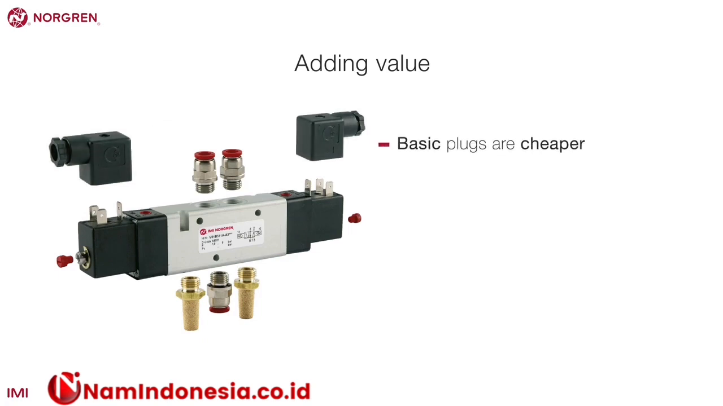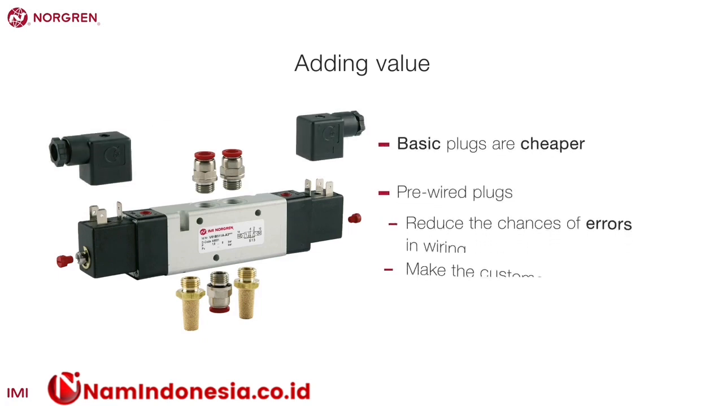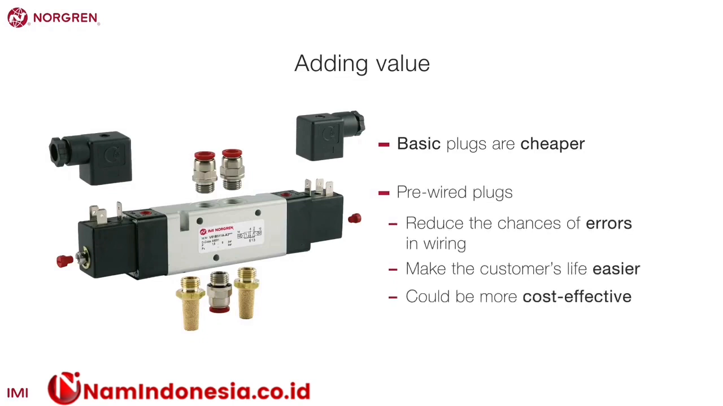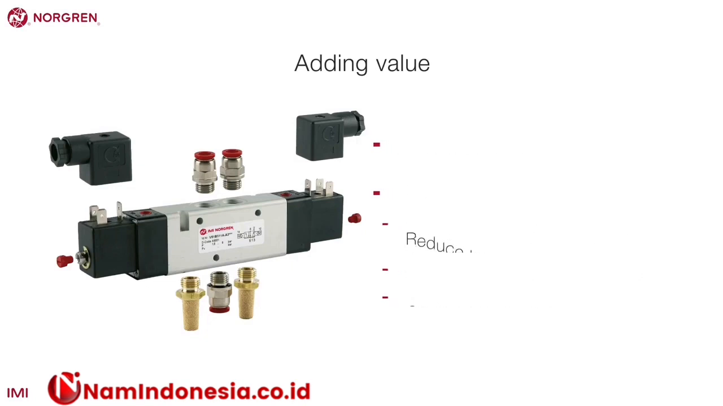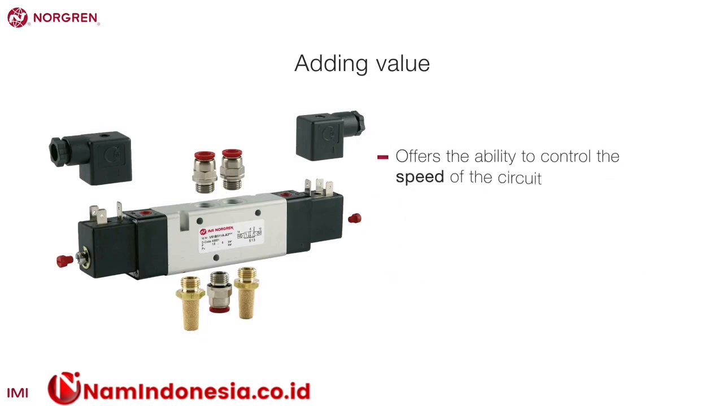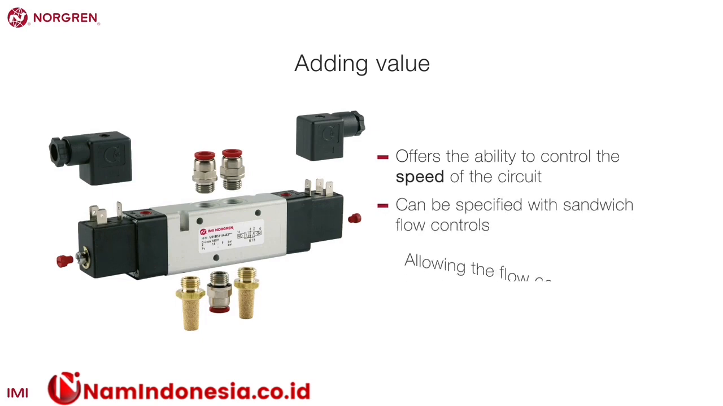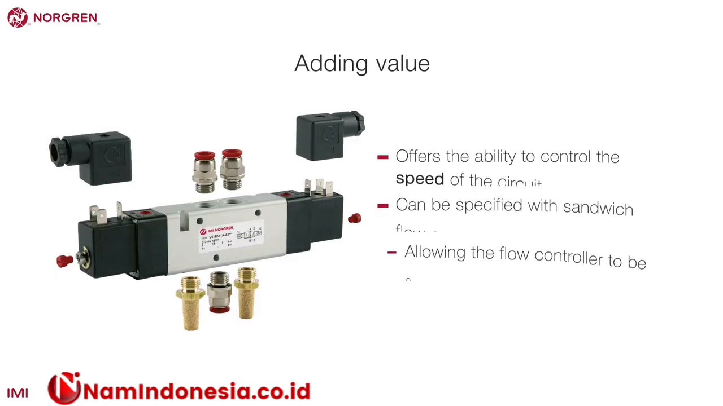Basic plugs are cheaper, but pre-wired plugs reduce the chances of errors in wiring and make the customer's life easier. They may well be more cost-effective. Flow controls offer the client the ability to control the speed of the circuit, bringing it in line with other parts of the process. ISO valves can be specified with sandwich flow controls, allowing the flow controller to be fitted with the valve. That's the end of the module.